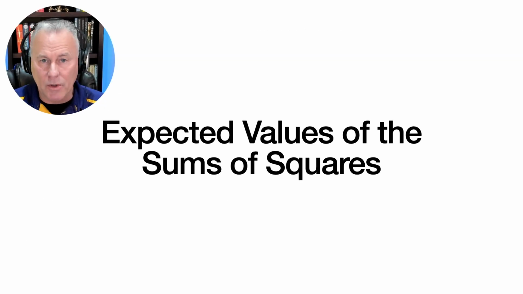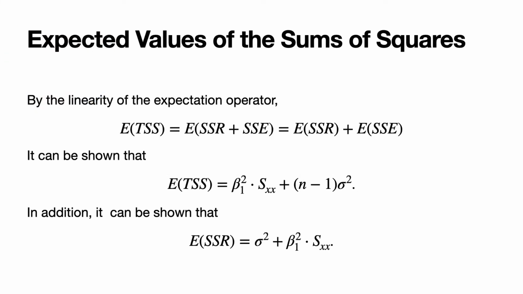All right, next what we're going to do is find the expected values of the sums of squares comprising this partitioning. So by the linearity of the expectation operator, the expected value of TSS, which by substitution would be the expected value of SSR plus SSE, is equal to the expected value of SSR plus the expected value of SSE. It can be shown that the expected value of the total sum of squares is equal to beta 1 squared times the corrected sum of squares of the x's, s sub xx, plus n minus 1 times sigma squared.